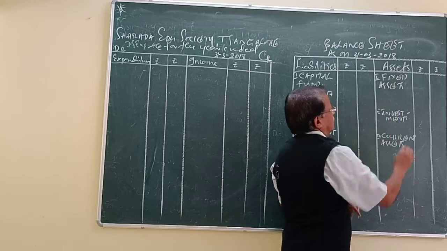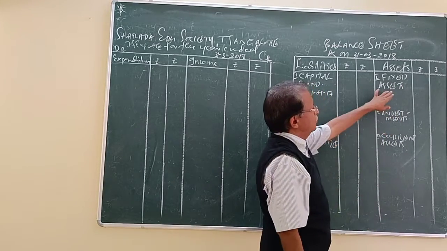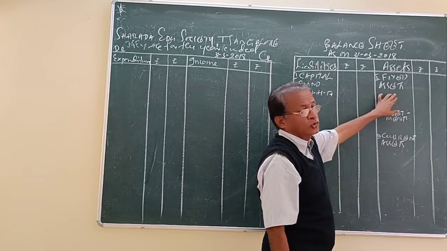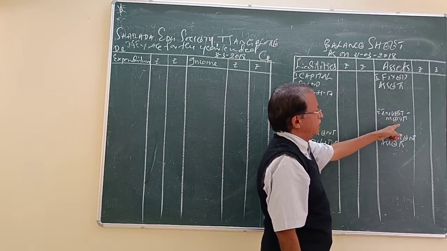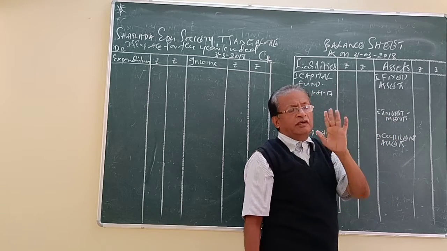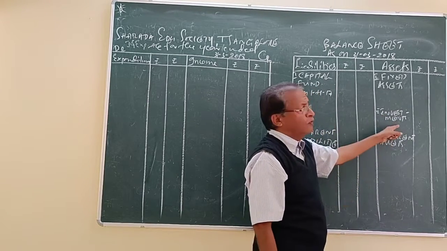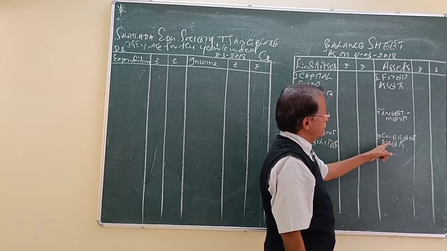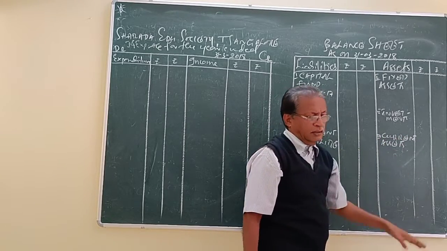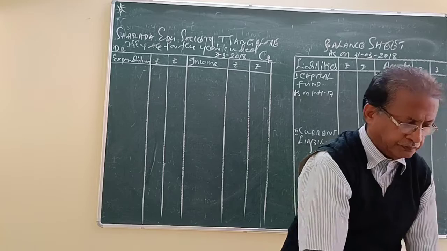And for this, there is one adjustment. Therefore, there is one item. Therefore, we have to leave 2 or 3 lines. Next one, investment. On this investment also, one item is there. Therefore, we have to leave 1 or 2 lines. Third one, current assets. Let's fill up the amounts.